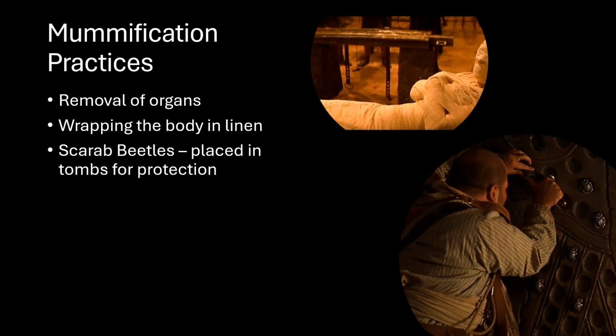For the mummification practices, they got a couple things correct, like the removal of organs. Like I said, they would put that in the canopic jars, and they would wrap the body in linen as well. The mummification process was sacred and a very respected practice. But for the scarab beetles, they would not actually eat the people. They would be placed in tombs for protection.